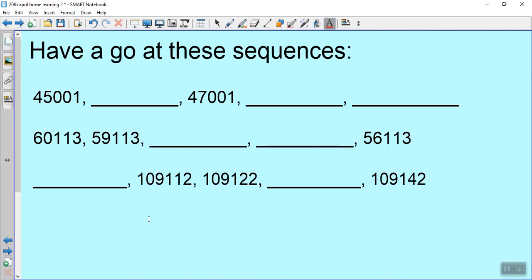Okay, have a go at these sequences. So work out what they're going up or down in every time, and then fill in the gaps. Can you pause the video to have a go at these?